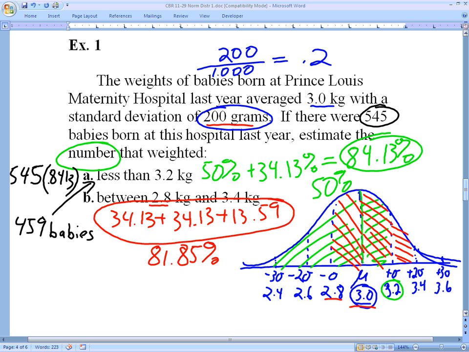So approximately 81.85% of those babies were born within that weight range, but we want to know what was the actual number that represented the 81.85%. So I take the 545 babies that were born, turn my percent to a decimal, and when I multiply that, I get 446 babies.